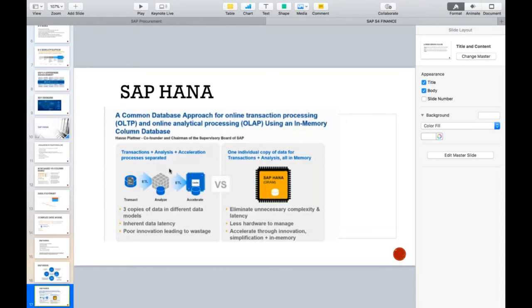So in the traditional ECC system, you have two different systems, one for reporting, second for transactions. But now with S4 HANA or SAP HANA database, your OLTP has merged with OLAP. So you have one common system where you are doing the transactions and also performing your reports. You can see this line: the common database approach for online transaction processing and online analytical processing using an in-memory column-based database.